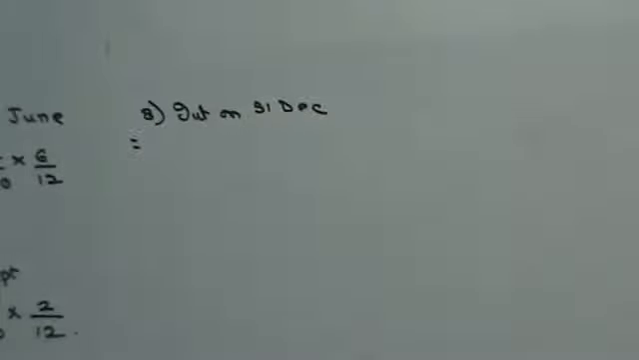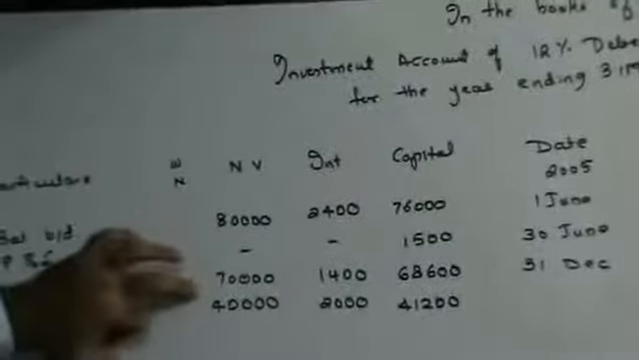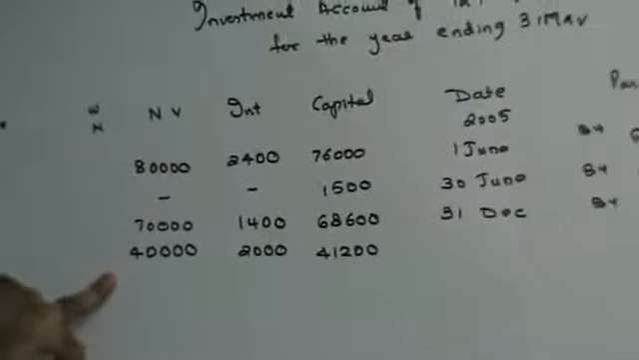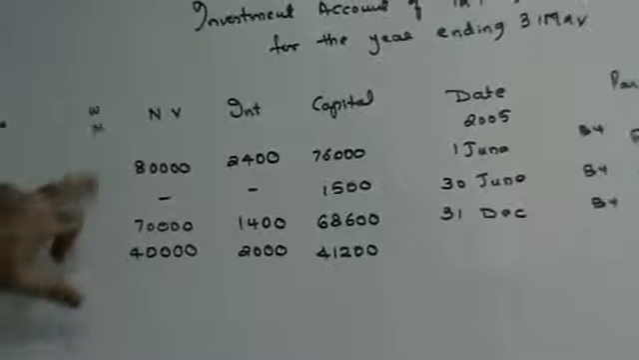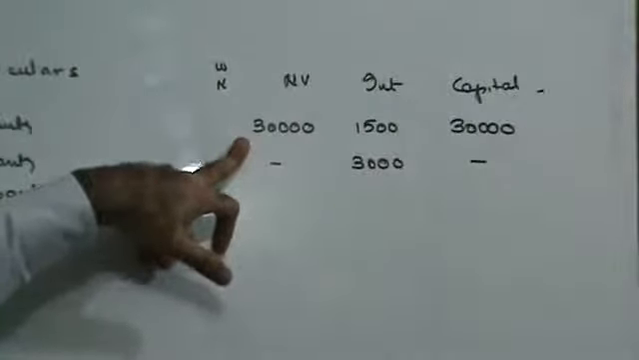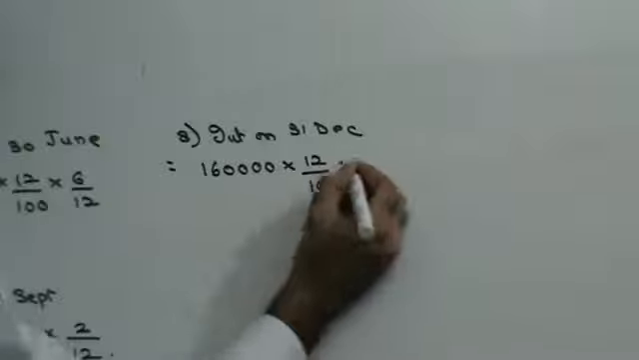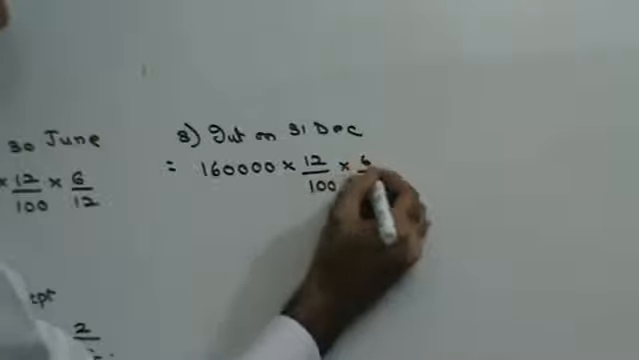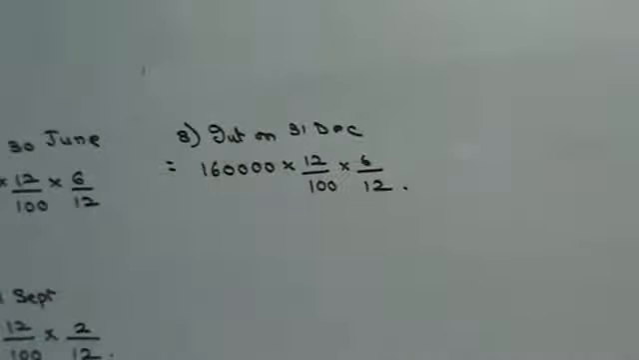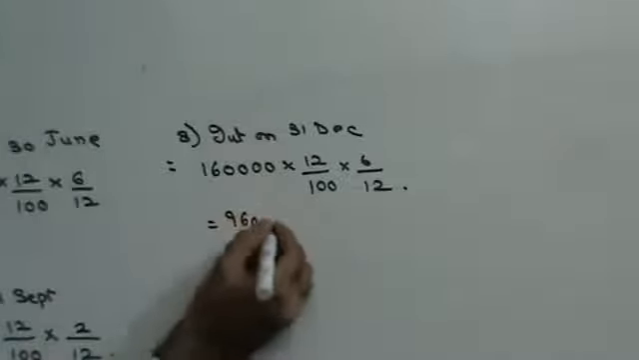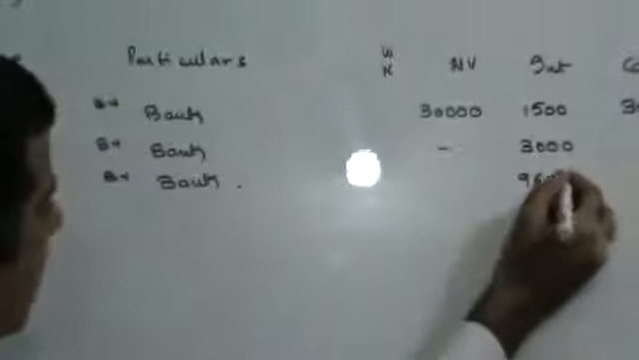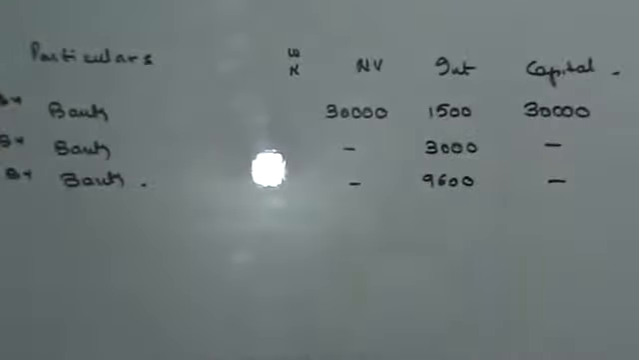Now total, guys, look at this. You had purchased 80 plus 70 plus 40. That is 1,90,000 worth debentures. When you add this, out of which, guys, you sold 30,000. So 1,90,000 minus 30, 160. So as on 31st December, you have 1,60,000 worth debentures. These are 12% debentures. Closest previous date, 6 months. Why 6 months? Because the last interest you paid was on 30th June. 9,600. So this is interest 9,600. Fine, do we get this thing clear?